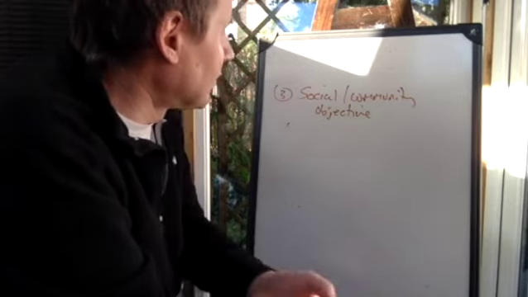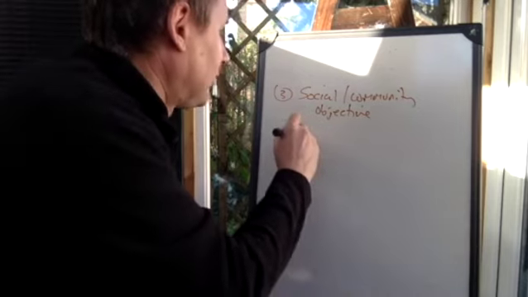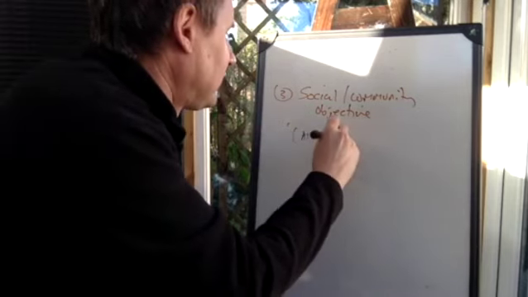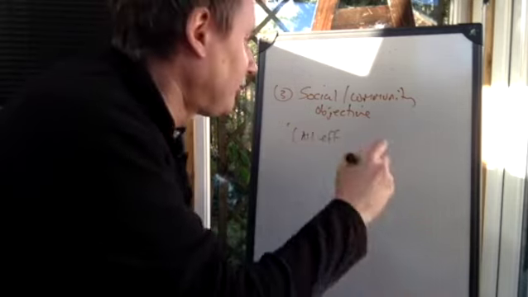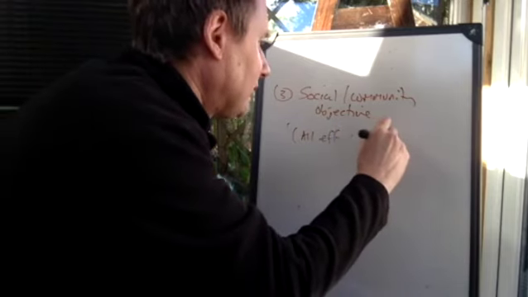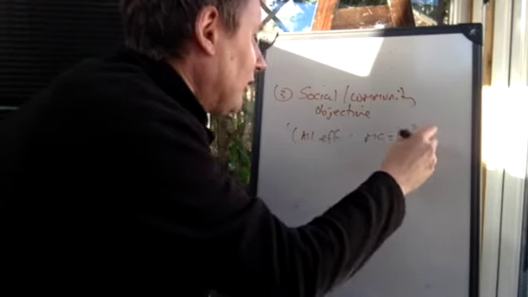So the social and community objectives, you could argue that's the same as being allocatively efficient. I'm not sure they're exactly the same myself. But if you wanted to argue it, then that would be MC equals AR on the diagram.